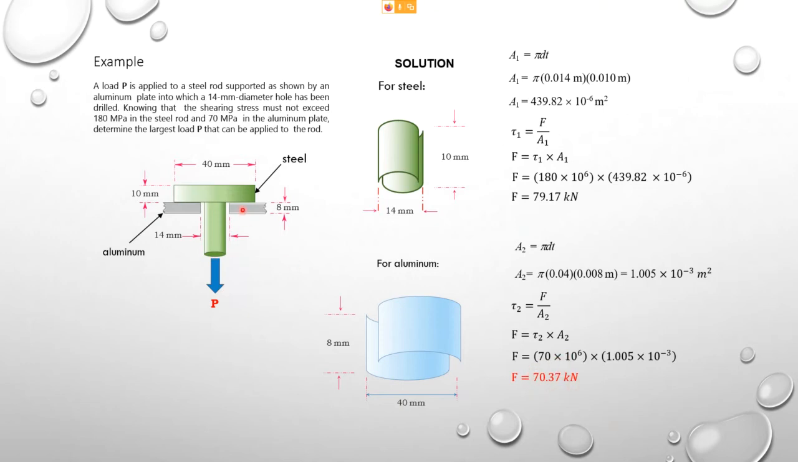So in order to keep this so that it won't fail, it is advisable for us to apply the maximum load, the largest load that can be applied to this assembly so that it won't fail, is this value, not this value. Okay? That's all for this example.